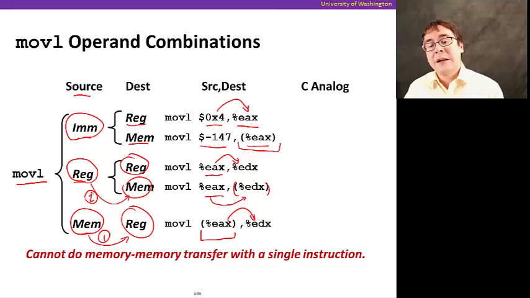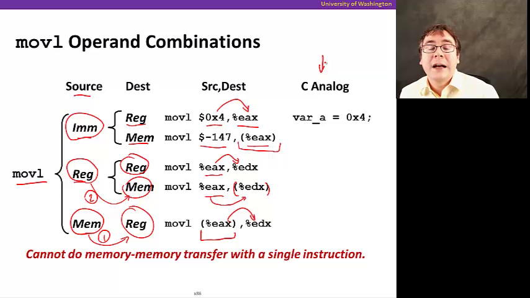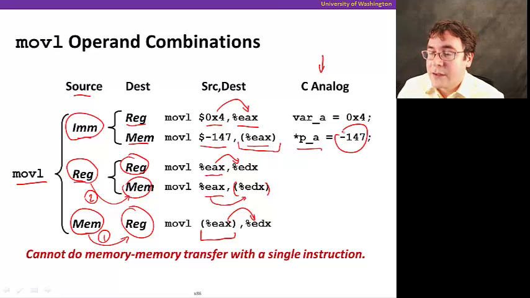So now let's see what the C analog of all of these operations is. Here I have, for example, variable A that happens to be mapped in a register, and we store constant hex 4. Another example here, I have this pointer P_A. We're going to dereference the pointer and store the constant minus 147 into the location specified by pointer PA.